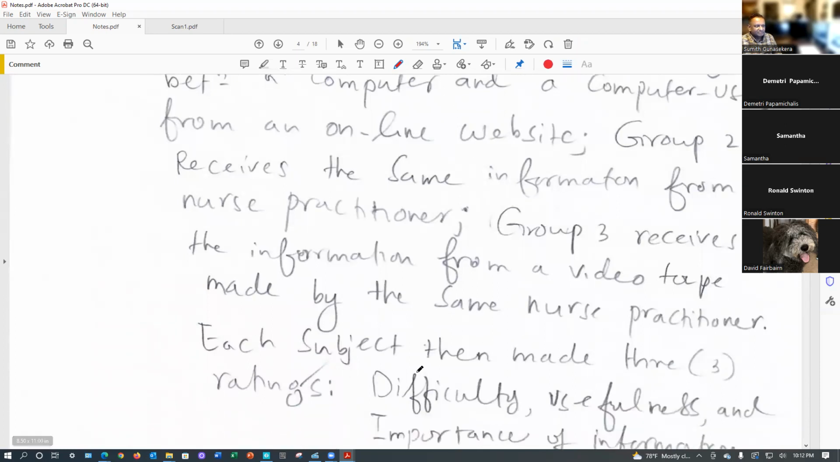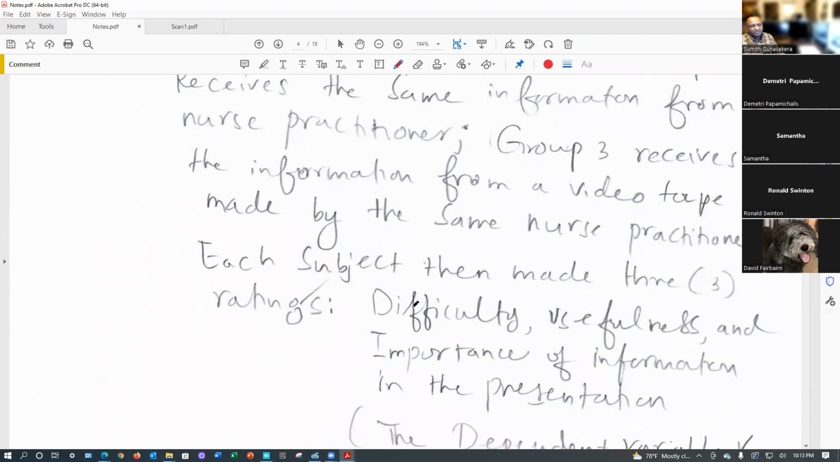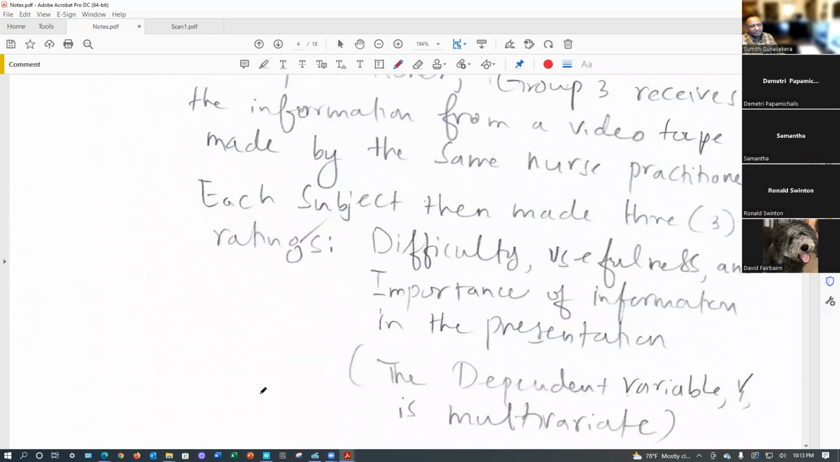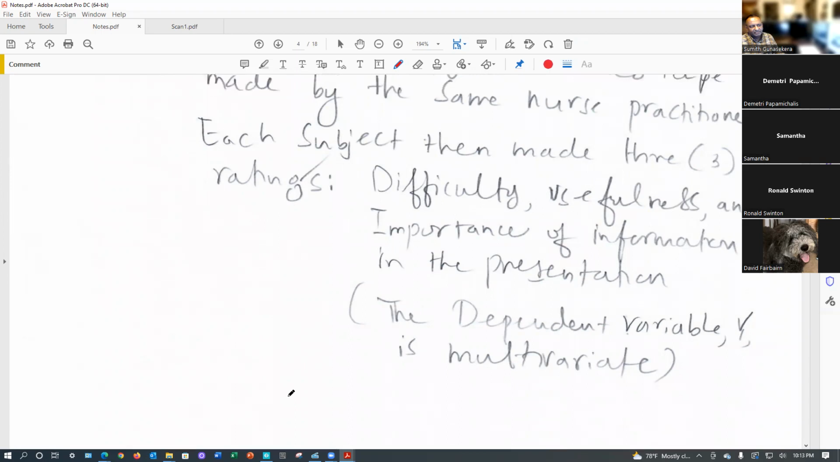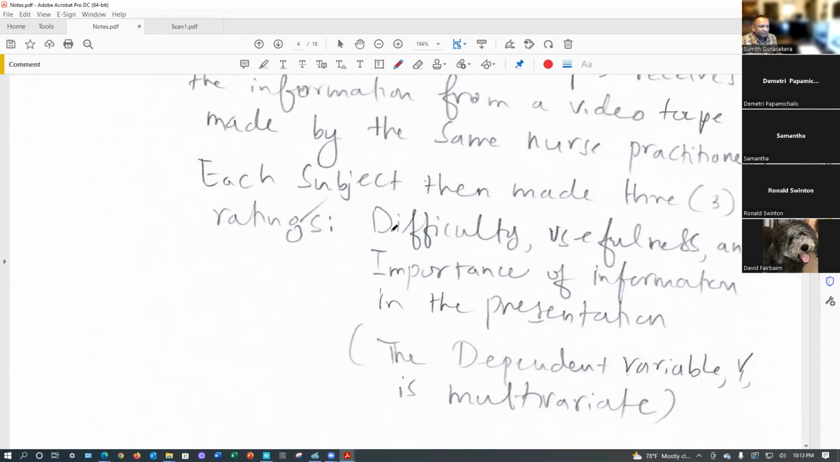Each subject, each individual or each patient, then made 3 ratings. Difficulty, usefulness, and importance of information in the presentation. The dependent variable Y is multivariate. Why multivariate? Because they were talking about the difficulty, usefulness, and importance. For those three you're going to give some ratings. 3 ratings for each group. There are 3 groups.